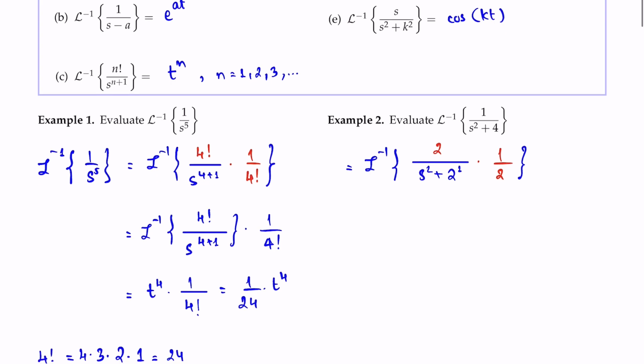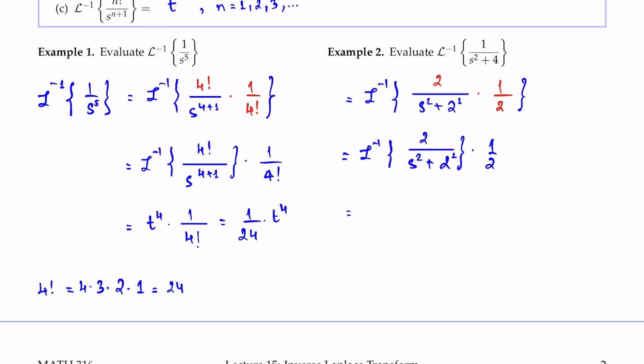Then you can pull the 1/2 out of the inverse Laplace transform operation. The inverse Laplace transform of 2 over s squared plus 2 squared, times 1/2. And this inverse Laplace transform is the sine function, so sine of 2t in this case. This is equal to sine of 2t times 1/2, or you can write this as 1/2 times sine of 2t. So that's the inverse Laplace transform of some common functions.